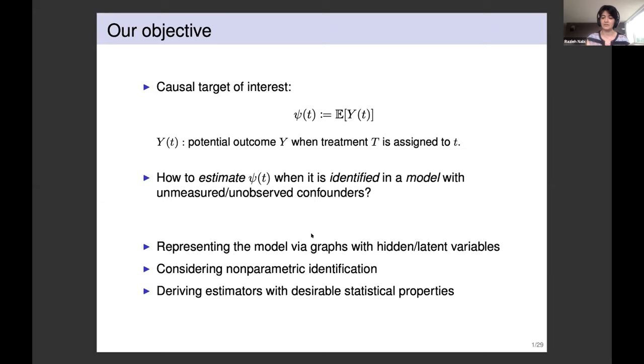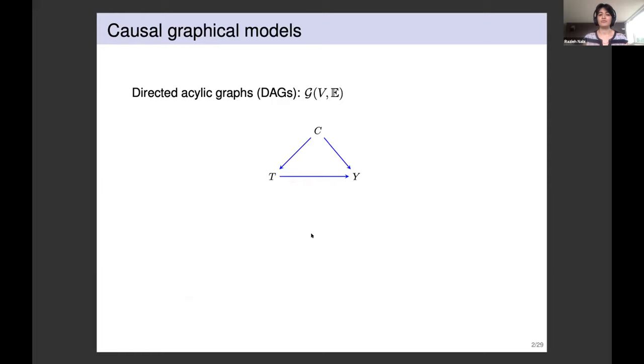So just a quick overview of causal graphical models. A simple form of a causal graph is a directed acyclic graph that is a collection of vertices that represent random variables and directed edges with no directed cycle, where a directed edge basically implies direct cause. And this is the simplest graph that we can draw in causal inference on three variables: the treatment, the outcome, and a bunch of confounders.